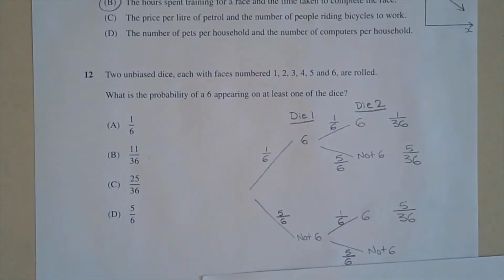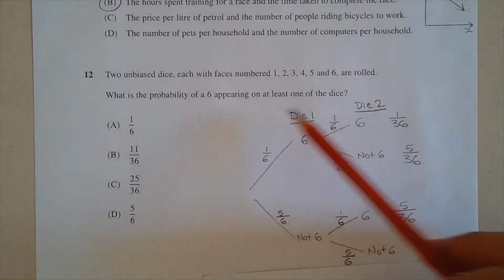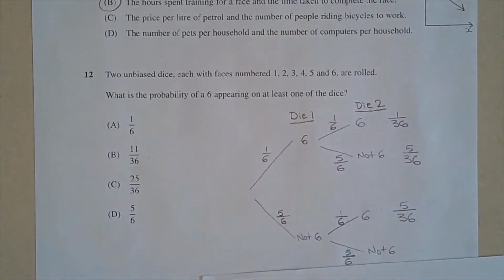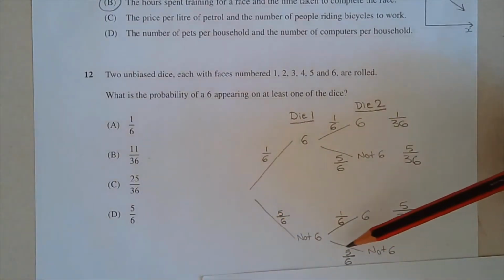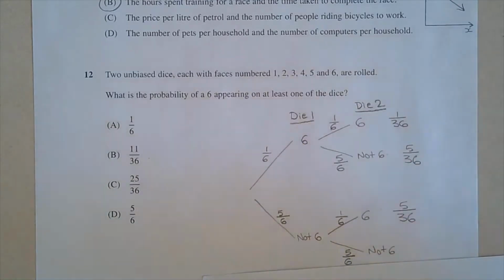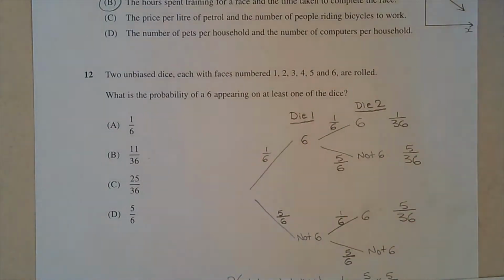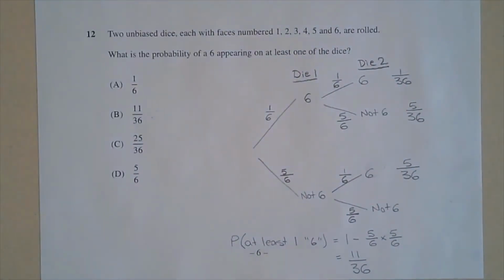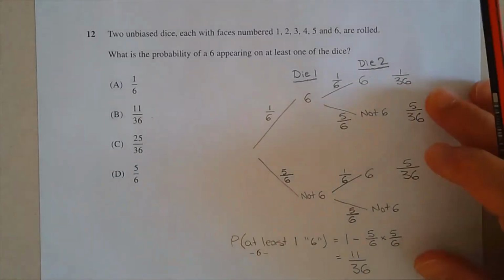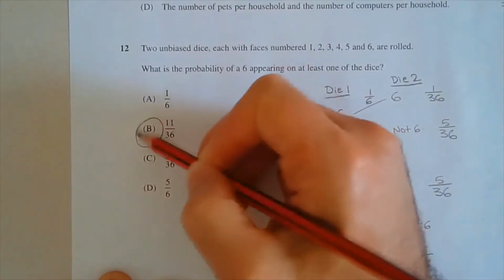Now there is another way to work this out, which is to consider the complement of at least one of the dice showing a 6, which is none of the dice showing a 6. And the probability of that is 5 over 6 multiplied by 5 over 6. And then we subtract that from 1. So the probability of at least one 6 is equal to 1 minus the probability of not rolling a 6 at all. So 1 minus 5 over 6 multiplied by 5 over 6, and that equals 11 over 36. Answer is option B.